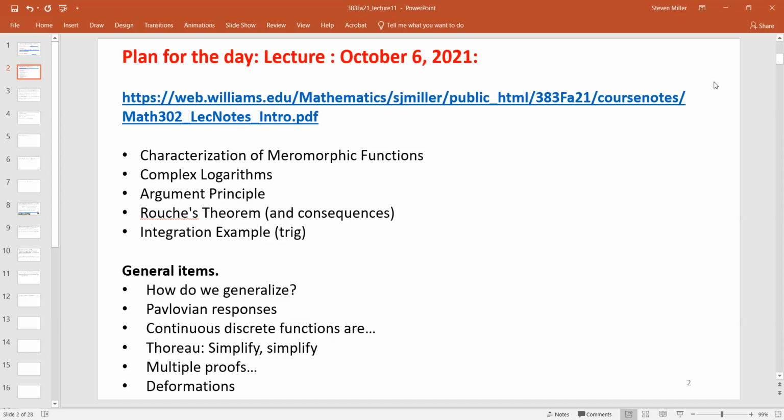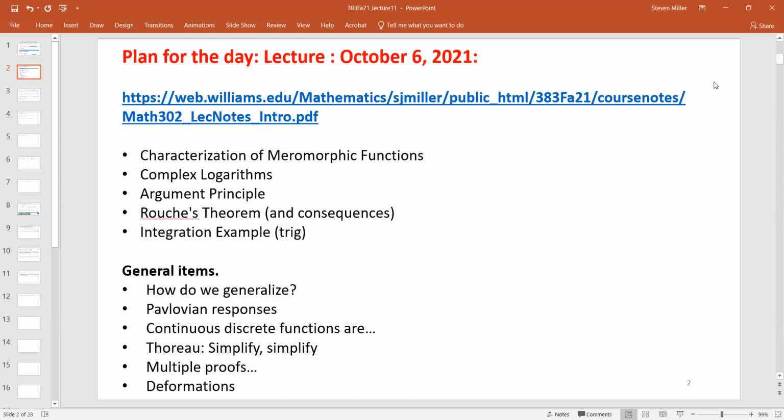Continuous discrete functions are constant. So I have a function that's continuous, and it takes on a discrete set of values. What can you tell me about it? Yes, it's constant, right? It's a very fancy way. So if I give you a holomorphic function that takes on only, say, integer values, and in fact it doesn't even have to be holomorphic, it just has to be continuous, you now know it has to be constant. It is amazing how powerful that observation is.